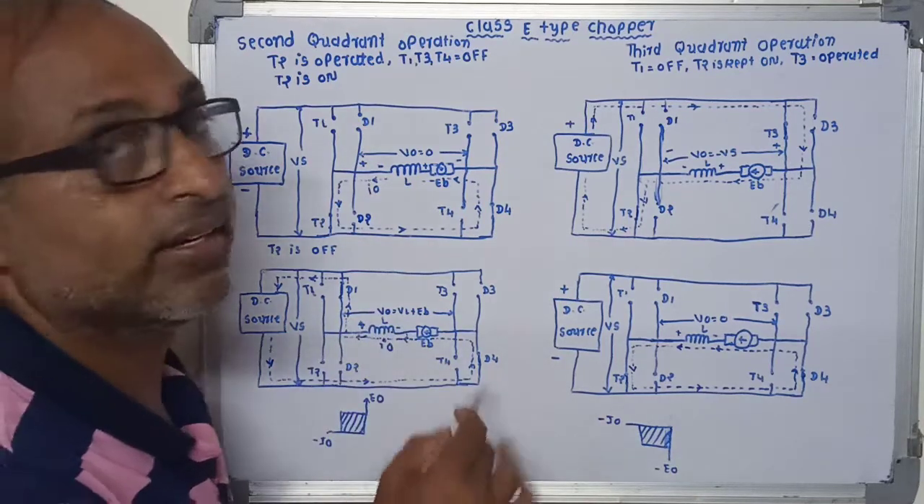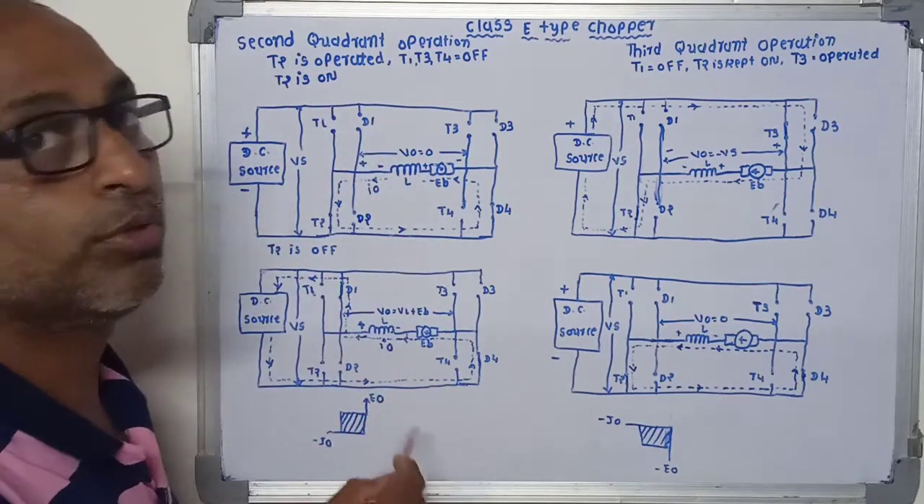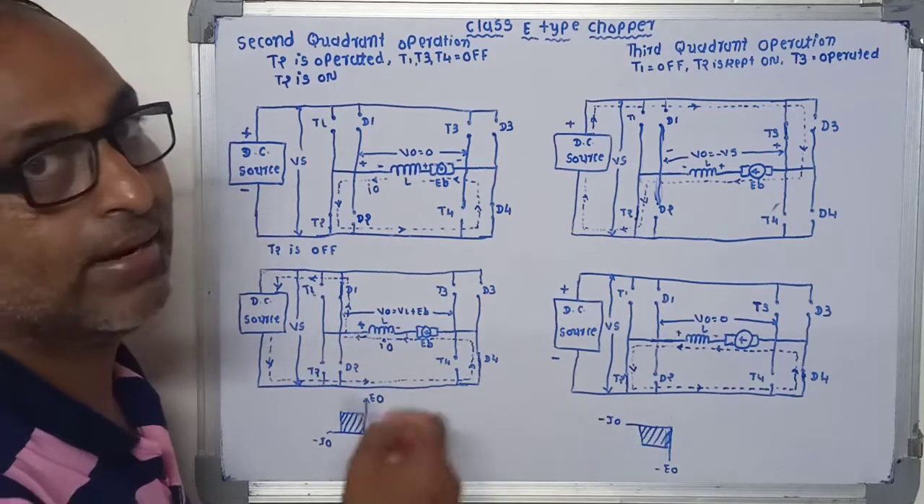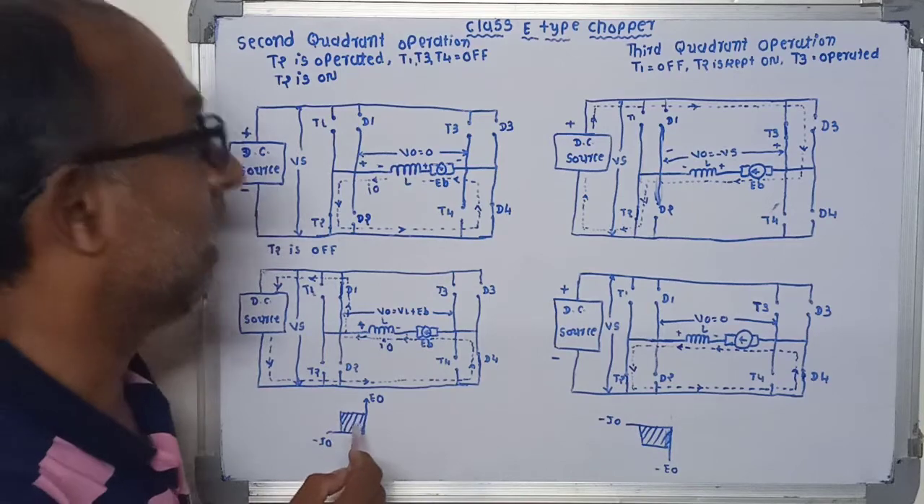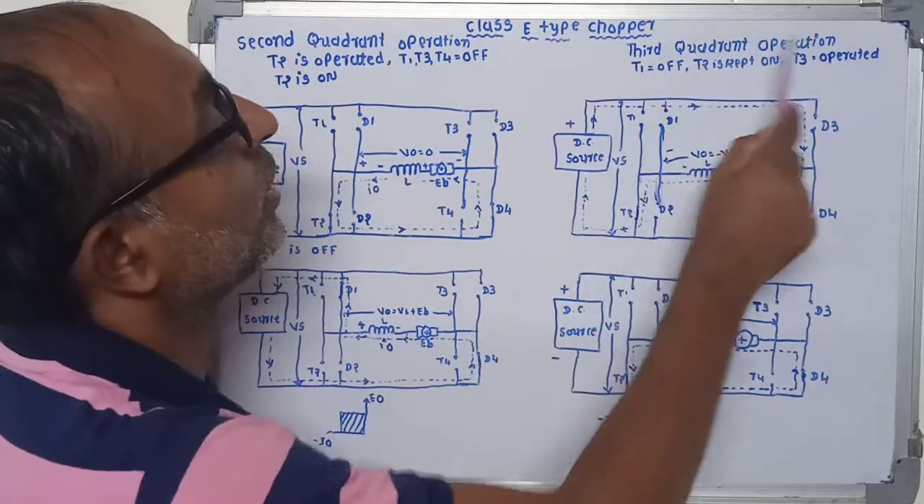So you can say that in both conditions, when T2 is on or off, your output voltage remains positive while the current passing through the load is negative. That means this chopper is operated in the second quadrant. Now we will see third quadrant operation.